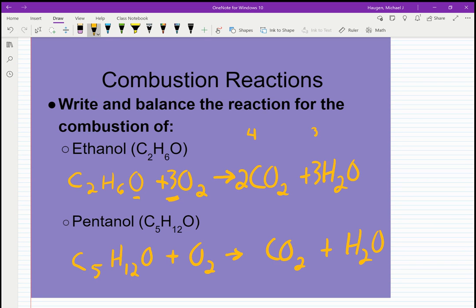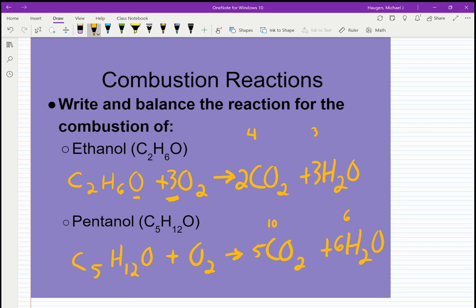C5, so there's 5 carbons. I put 5 carbons in there. There's 12 hydrogens, so I make 12 there. And when I go back in to balance my oxygens, notice I get 10 on this side, on this part, and 6 there. That would be 16. There's no combination I'm going to be able to do on this side to give me an even number because I have that odd one right there.